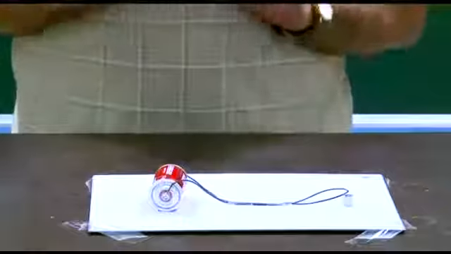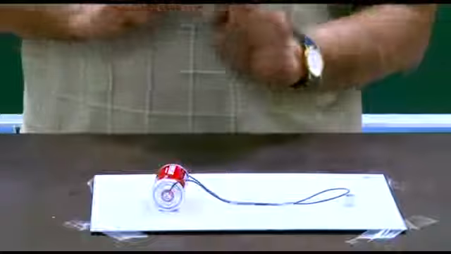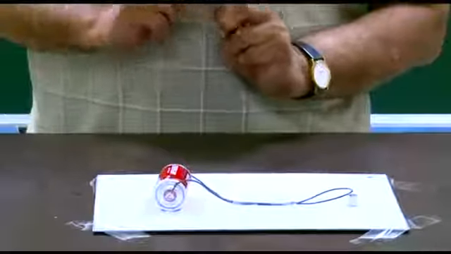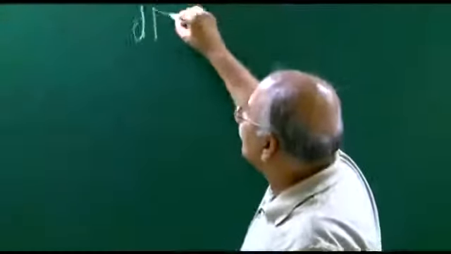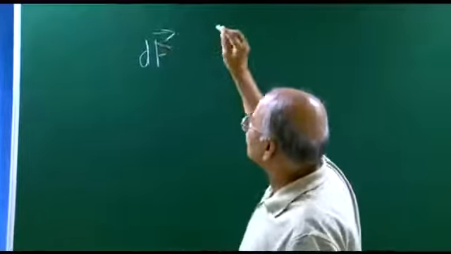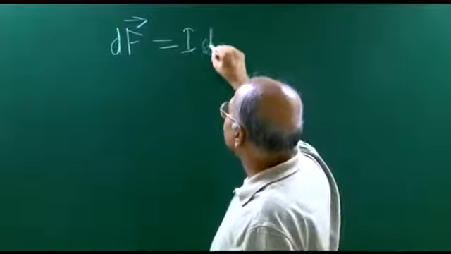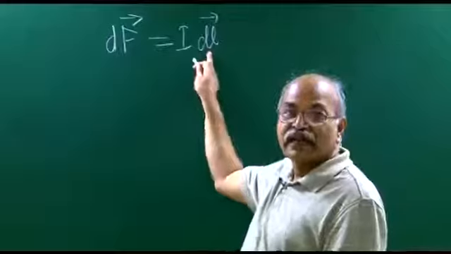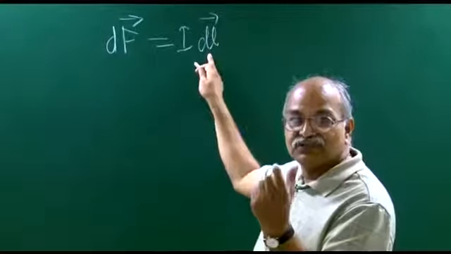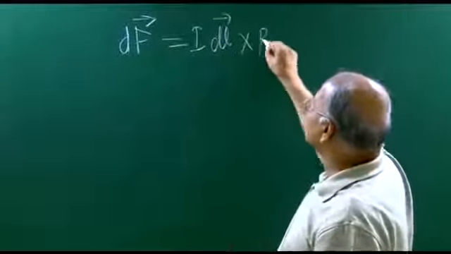And what is the basic formula for calculating force due to a magnetic field on a current carrying wire? The basic formula is: the force on a small part of the wire is I, this is the current, and then dl, it is the direction in which the current is going, and the length dl on which you are calculating the force, cross product with the magnetic field vector.